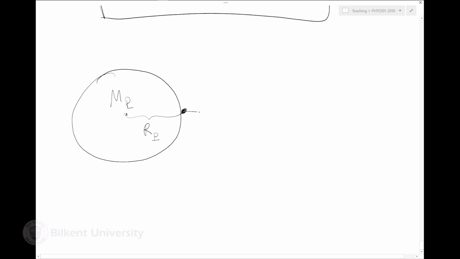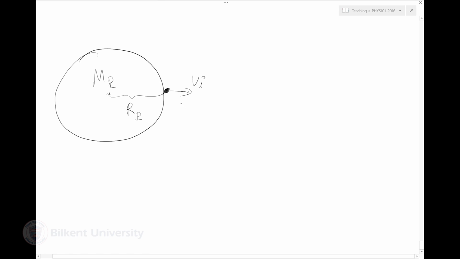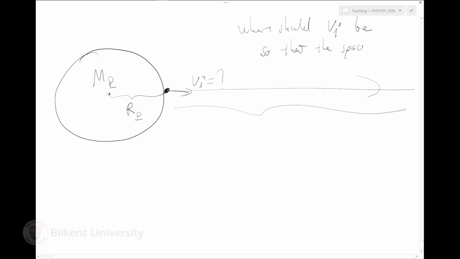Now, I'll fire my rocket. I'll give this an initial velocity, vi, and I would like to get away from this planet. I want to escape to infinity. So, what should vi be so that the spaceship can escape? And this is called, just as the name suggests, the escape velocity from any planetary body.